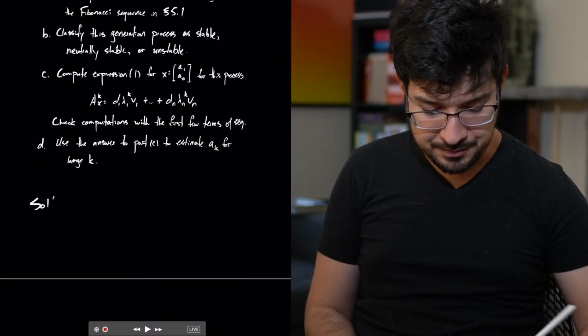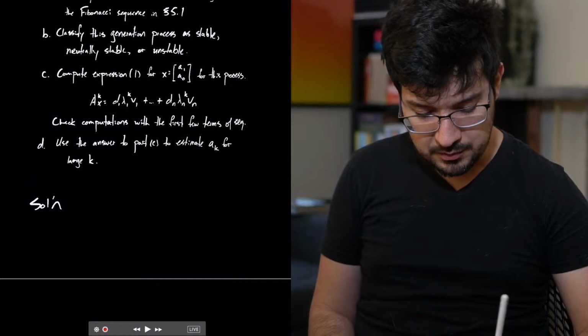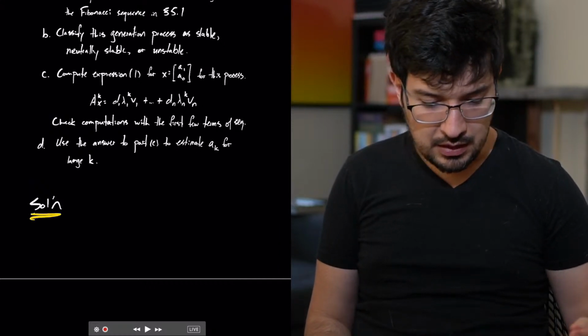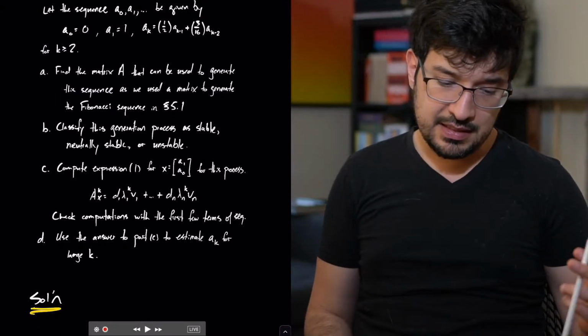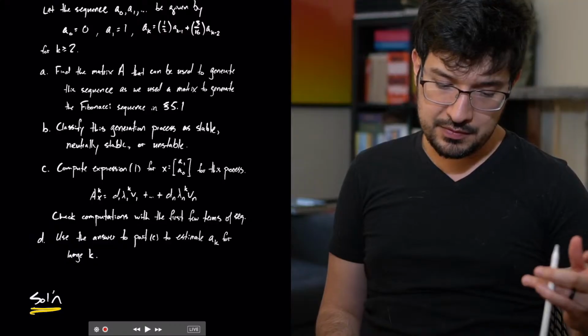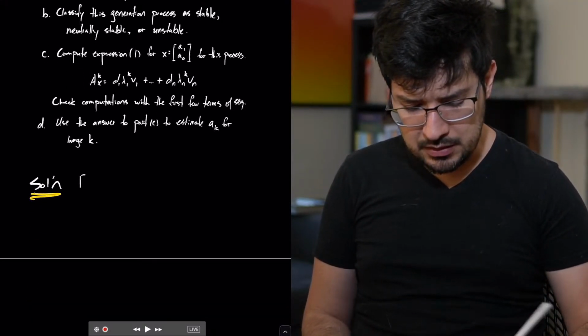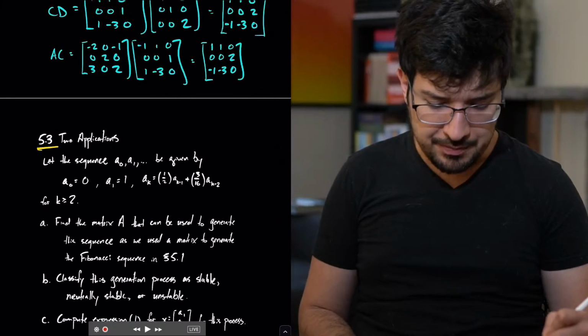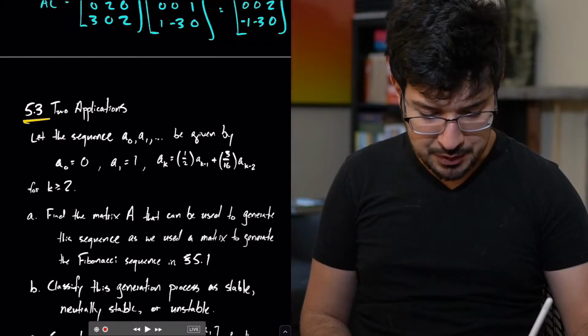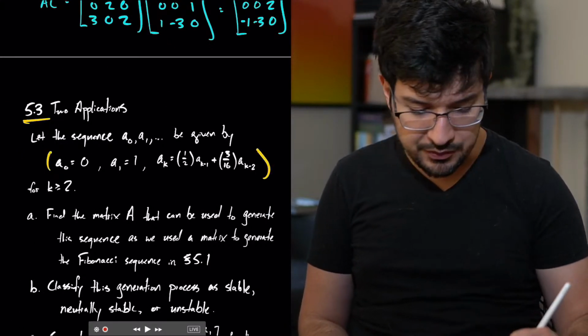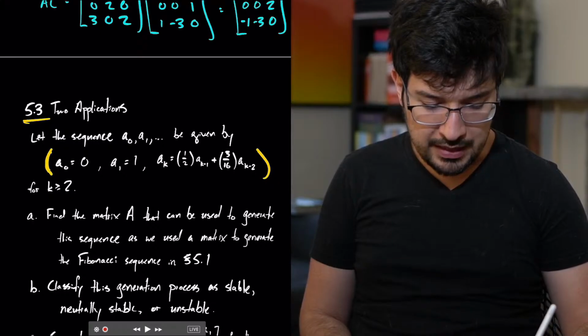Solution. Let this sequence be given by that for k greater than or equal to 2. So we want to find a matrix that captures this recurrence relation.